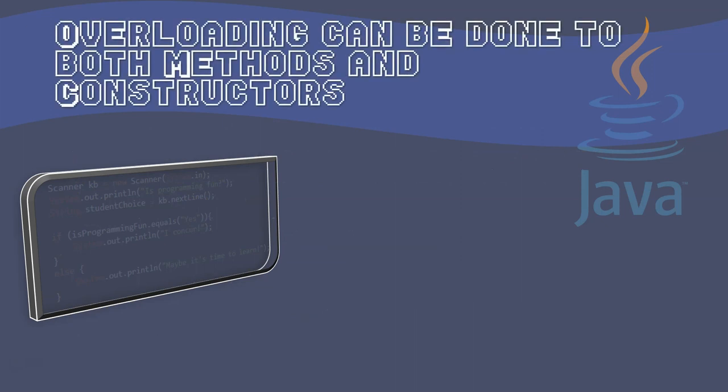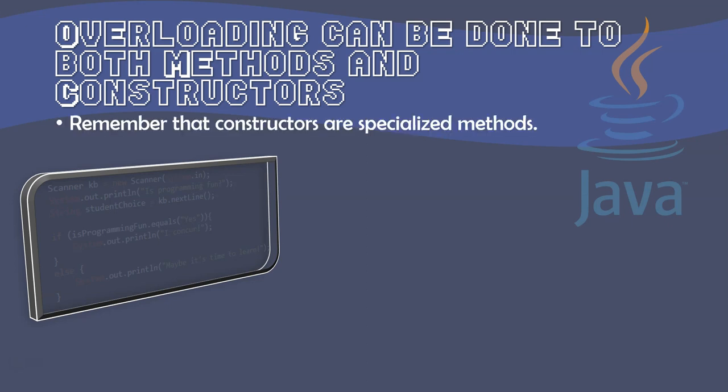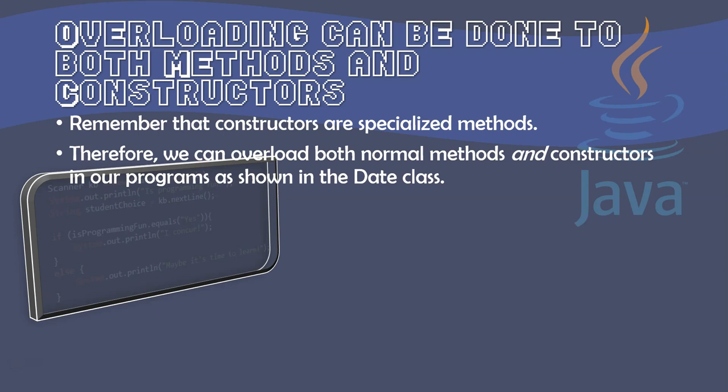Now, overloading, as a kind of our last note here, can be done both to methods and to constructors. Remember that constructors, you can think of them as specialized methods, or they're used to help create those objects. We talked about this last time. For example, having our no-arg constructors. Therefore, we overload both normal methods and constructors in a program as shown in the Date class.